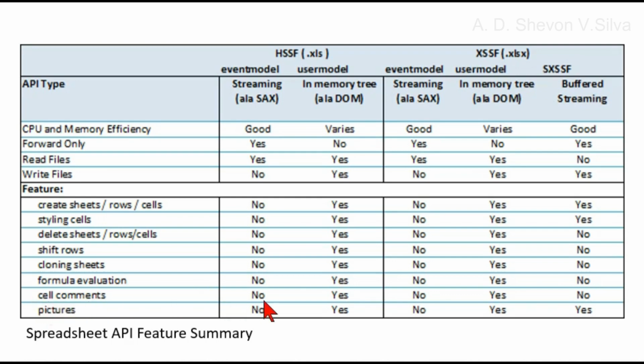Cell comments: in the event model in HSSF no, and the user model yes. The event model in XSSF is no, and the user model yes, and SXSSF is no. Pictures: the event model in HSSF no, and the user model yes. The event model in XSSF no, and the user model yes, and SXSSF is yes.